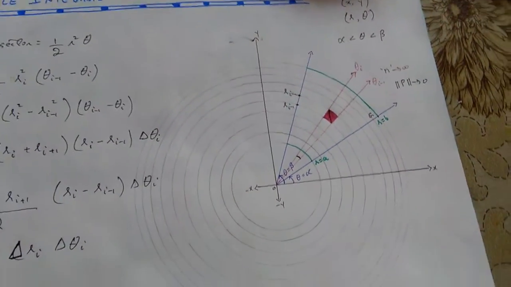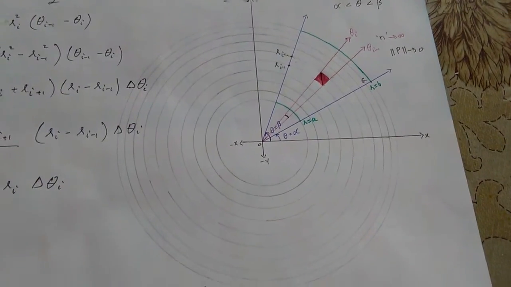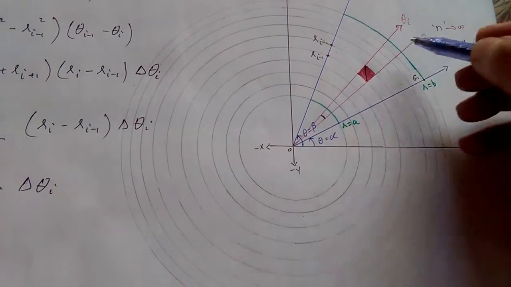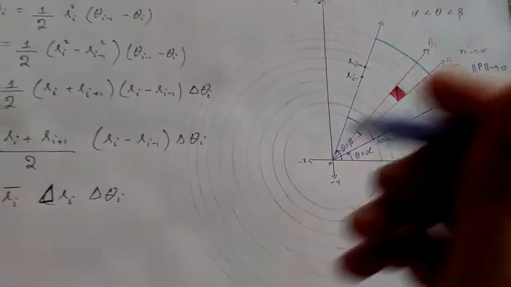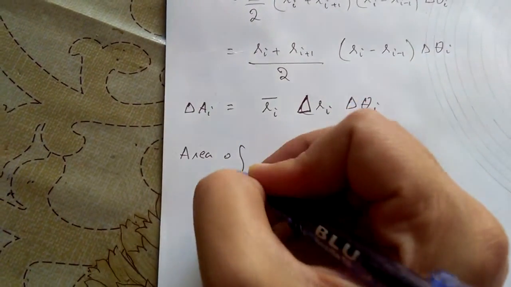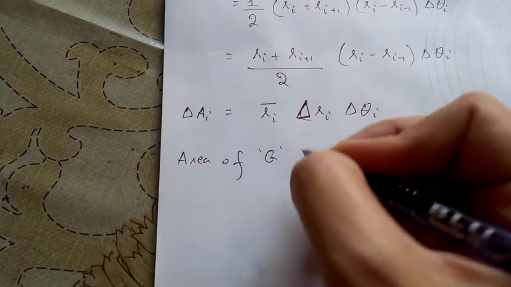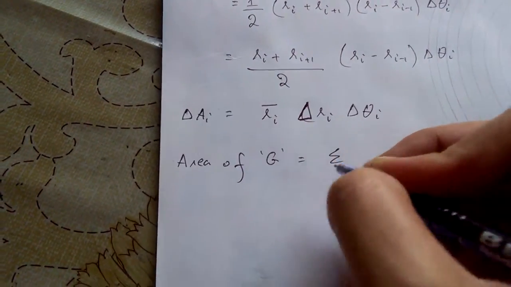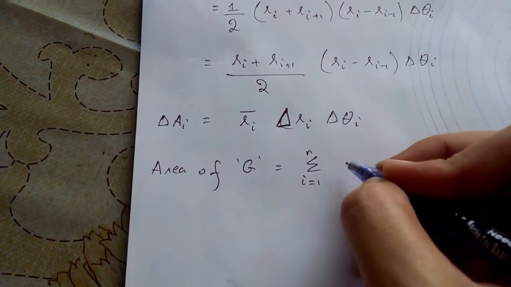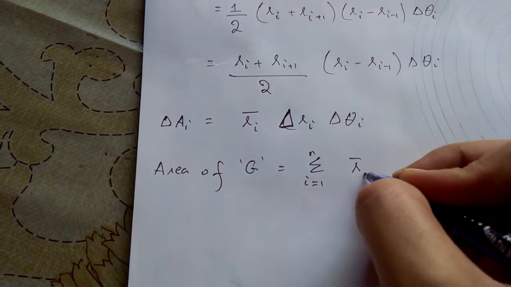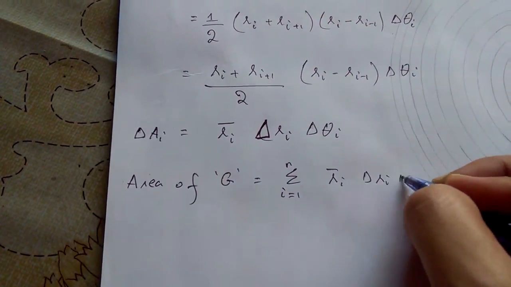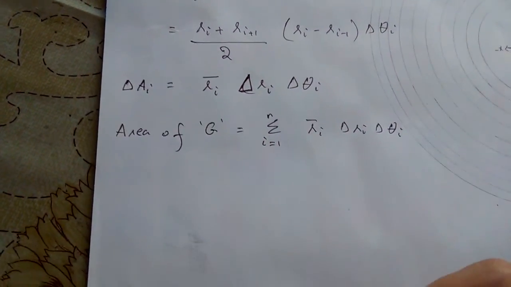and you sum up all those areas, you're getting the area bounded by these two blue rays and these two green arcs. That is the plane G. So the area of plane G is obtained by taking the summation, i going from 1 to n, of all these areas. Okay, just like that.